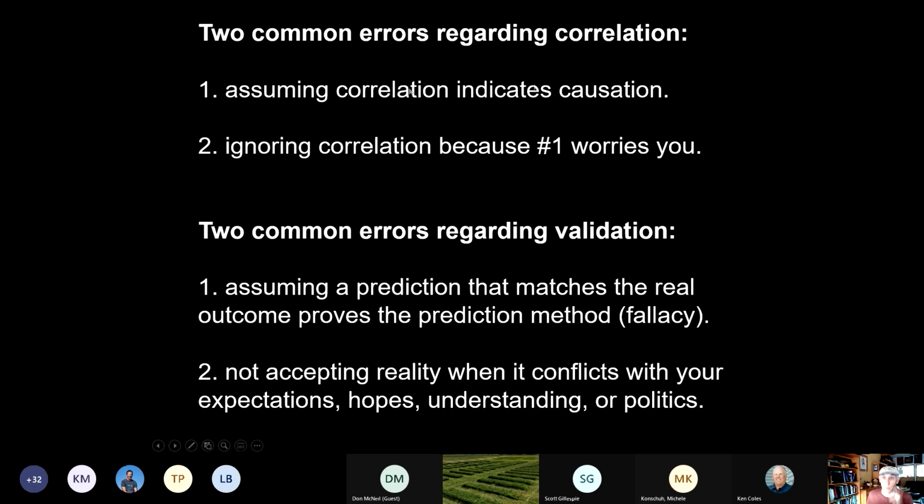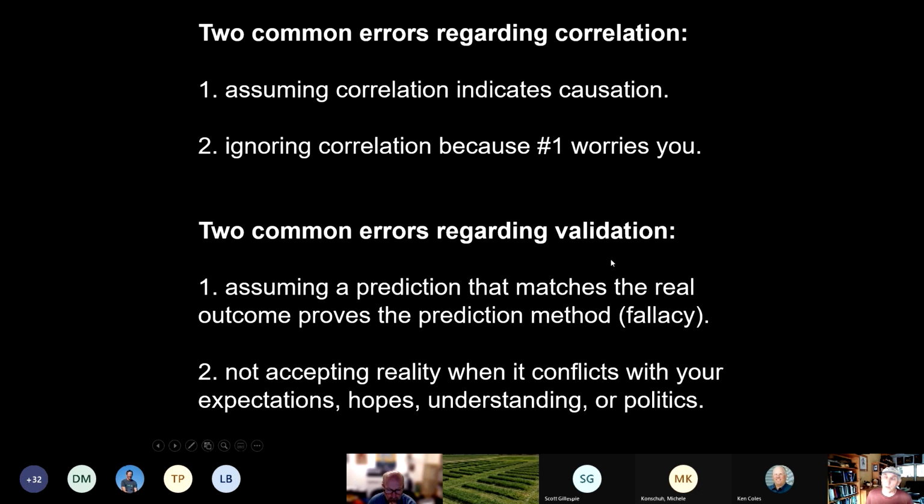So there's two kinds of errors regarding correlation: assuming that a correlation, just happening together, indicates a cause. And the other is ignoring correlation because you're worried about that first problem. The second one is becoming more and more common because everyone's repeating number one like it's a mantra.